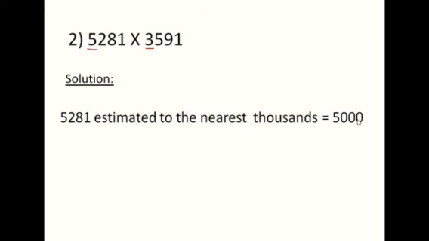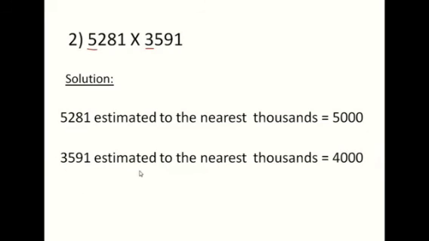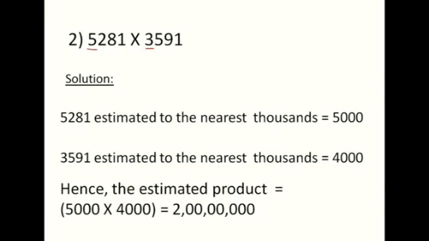I hope you are clear. So 3591 estimated to the nearest thousand is 4000. I explained right now, 3 will become 4 because in the 100 place it is 5. Now we have to find the product of 5000 and 4000. That would be the estimated product. So the estimated product equals 5000 into 4000.